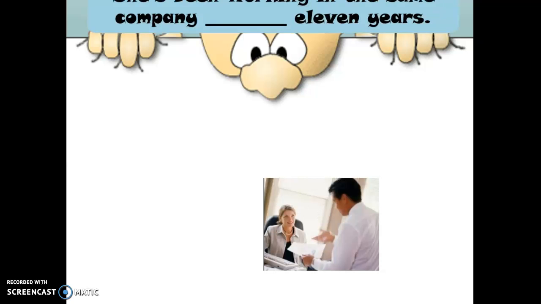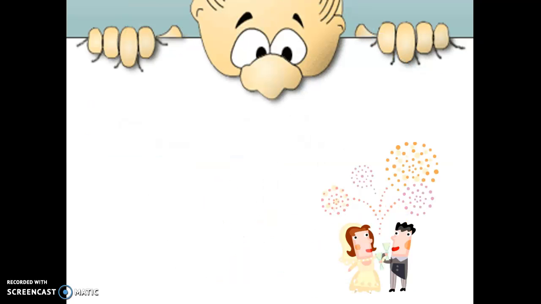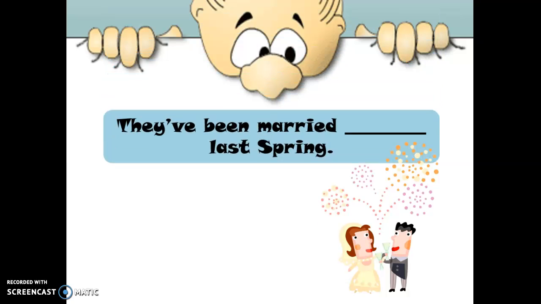Now let's see these examples. She's been working in the same company for 11 years or since 11 years? For. Very good. They've been married since last spring or for last spring? This is last spring. This is a specific point in time, so we have to use since.